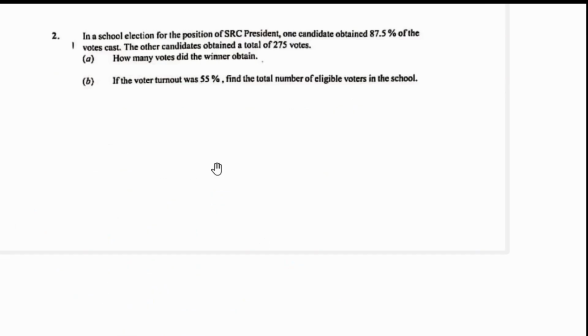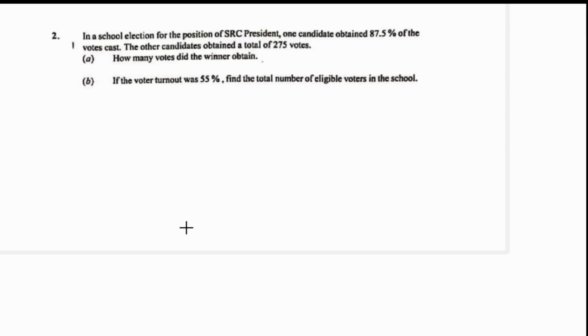And the second question reads, in a school election for the position of SRC president, one candidate obtained 87.5% of the votes cast. The other candidate obtained a total of 275 votes. A. How many votes did the winner obtain? B. If the voter turnout was 55%, find the total number of eligible voters in the school.